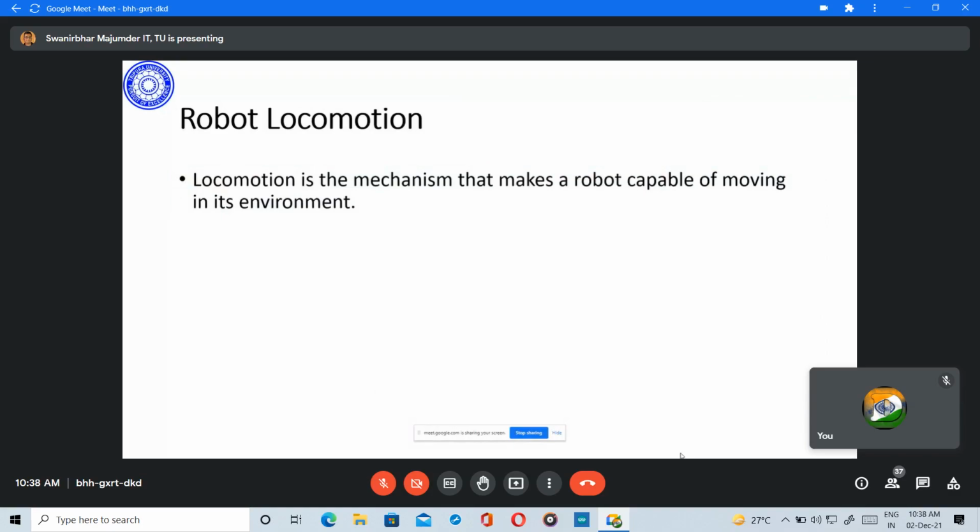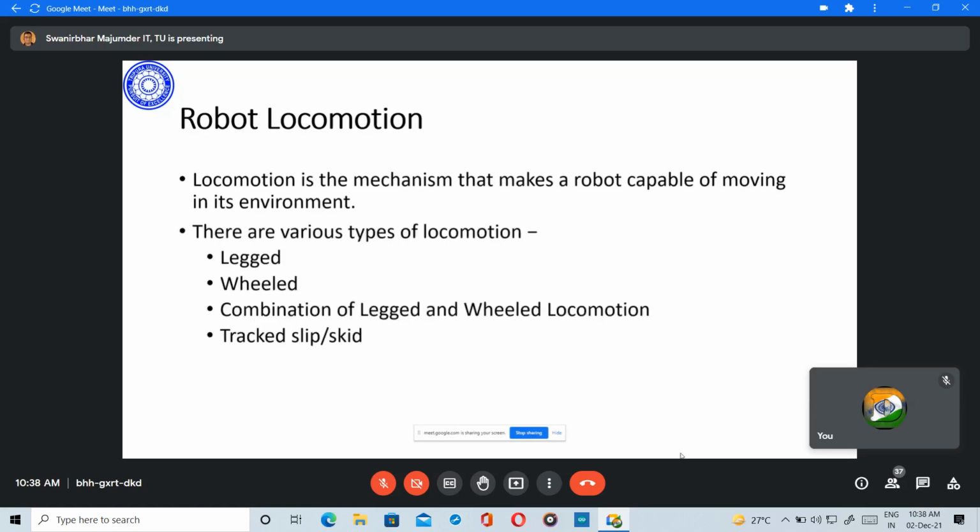For these kinds of things, you need many components. The first part is the robot locomotion. Locomotion means movement from here to there. This locomotion mechanism makes the robot capable of moving in its environment. First we will make it move; before making it dance, we have to turn it left to right, right to left. There can be various types of locomotion. We can give it legs, so it will be a legged robot. We can add wheels, so it will be a wheeled robot. We can also have a combination of legged and wheeled.